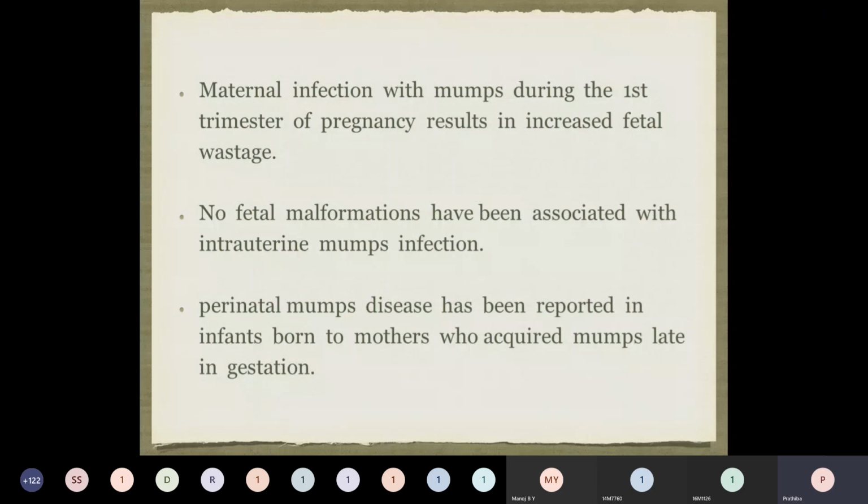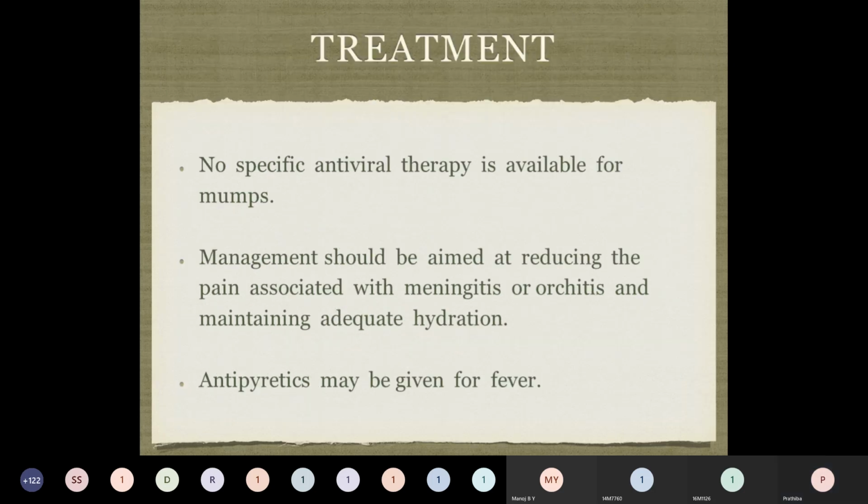Maternal infection with mumps during the first trimester of pregnancy may result in abortion. No fetal malformations have been associated with intrauterine mumps infection, meaning it will not cause congenital malformations. Perinatal mumps disease has been reported in infants born to mothers who acquired mumps late in the gestation.